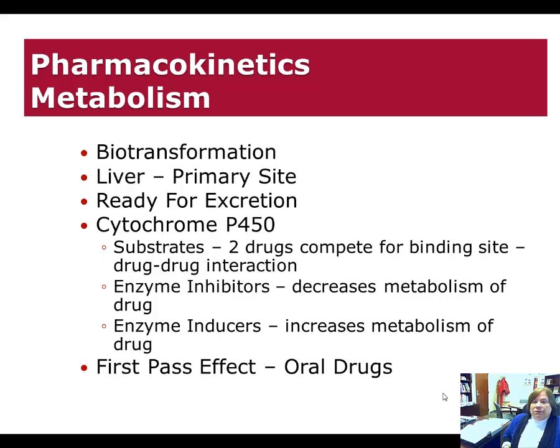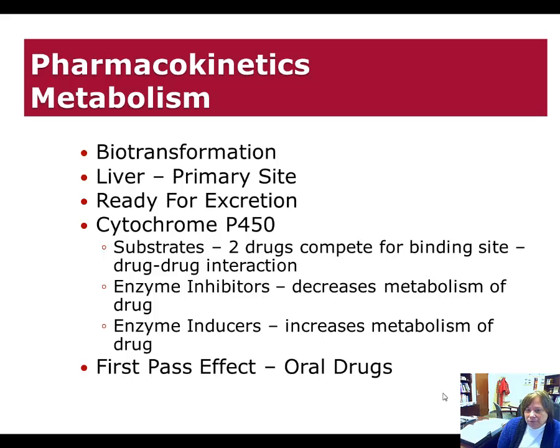Next phase of pharmacokinetics is metabolism. This is when the drug undergoes biotransformation. Most drugs are metabolized in the liver, and through metabolism, the drug is made ready to be excreted in the urine. Most drugs are passed to the kidneys for excretion.